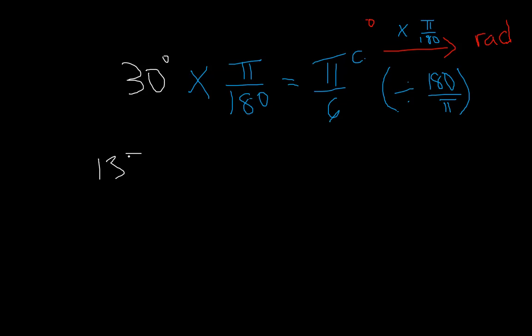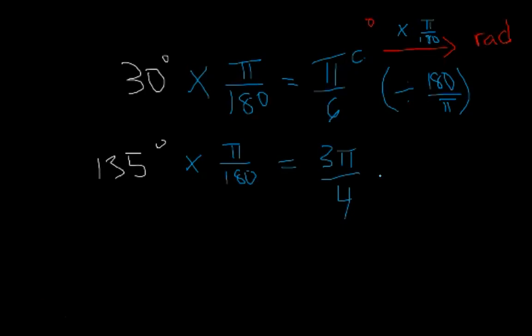3 pi over 4. Hold on. 180, 3 pi on 4. Does anybody not understand how we got this?